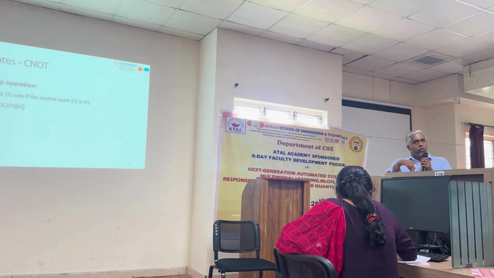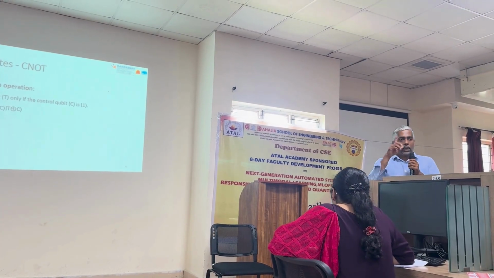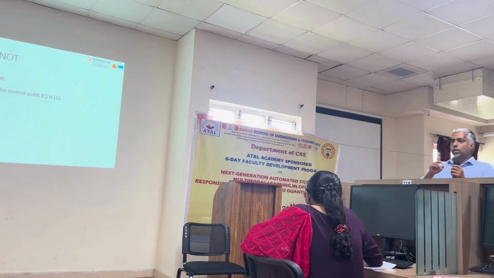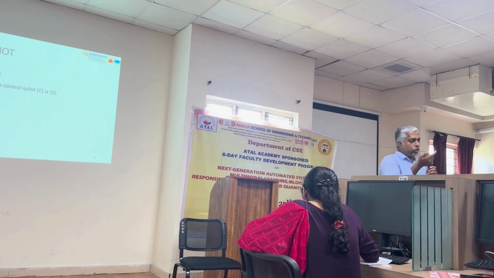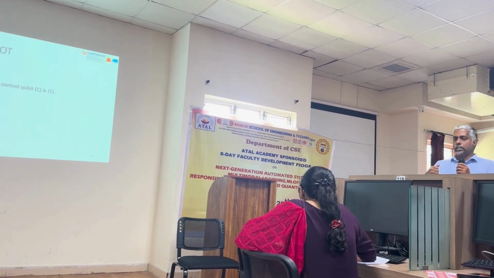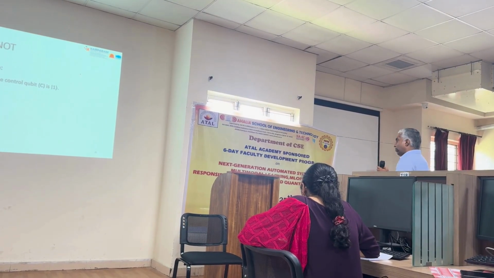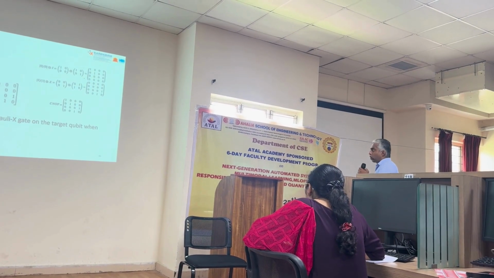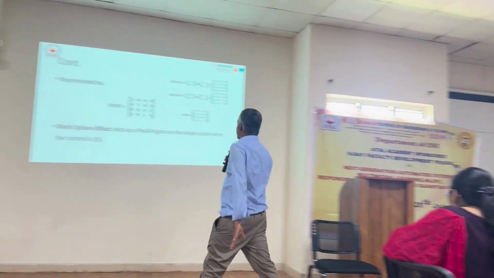In a multiplexer we have one control bit to select the particular output. The control bit may have a state of 0 or 1. If the control bit is 1, you get the actual change. If the control bit is 0, no change happens. In a similar way we have the controlled NOT gate. The controlled NOT gate is represented by a unitary matrix like this.